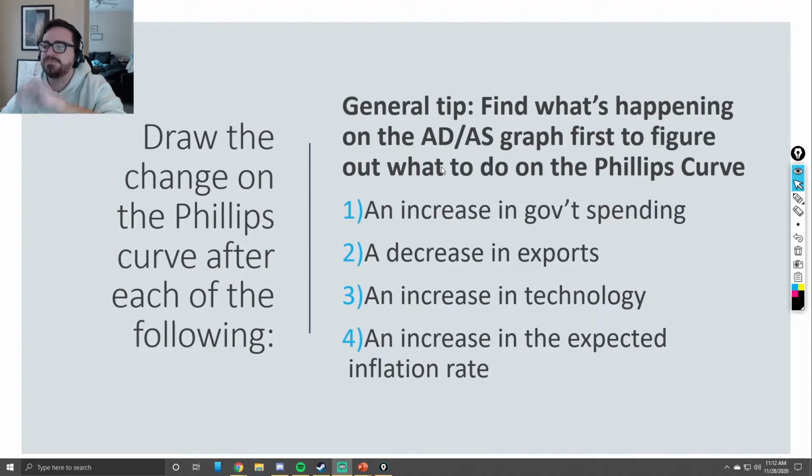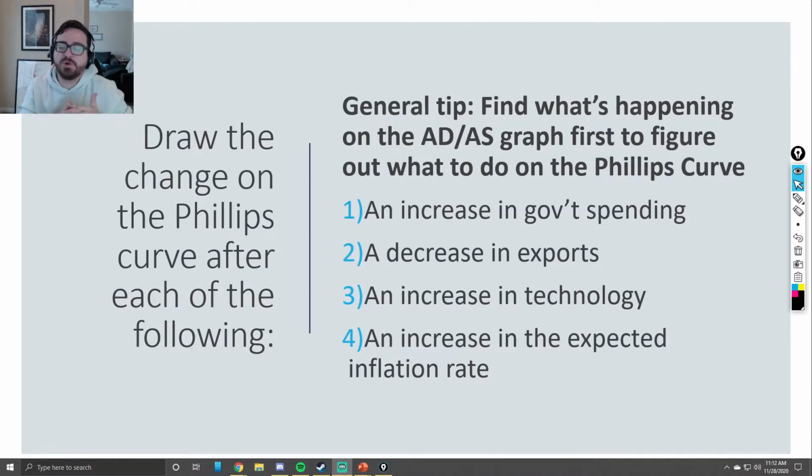Okay, so here's a set of practice questions, just to see if you know how to manipulate the short-run Phillips curve. So draw what will happen on the Phillips curve after each of the following situations. We've got an increase in government spending, a decrease in exports, an increase in, they should say, production technology, like machinery, things like that. You can think of it as capital. And an increase in expected inflation rate. So draw what happens on the Phillips curve.